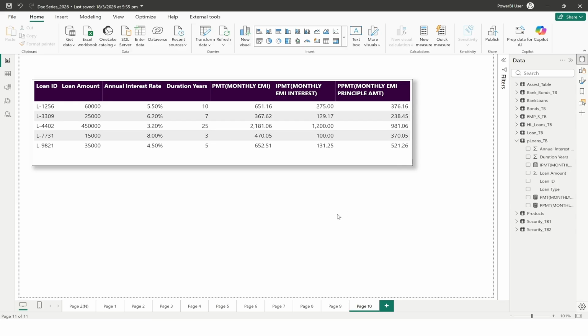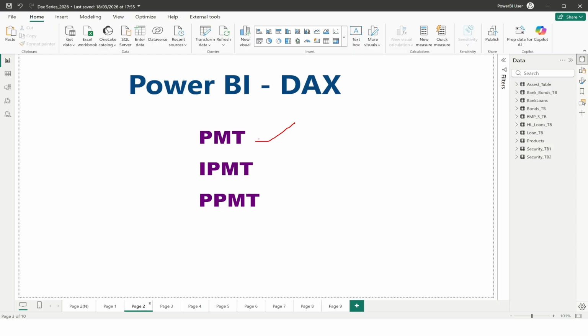Okay, fine. Now, this is all about these three DAX functions. Let me give you a quick recap. PMT will calculate the EMI payment, and the second one is IPMT, which will calculate the interest of the EMI payment, and this is PPMT, which will calculate the principal amount of the EMI. So these three DAX functions we learned today.